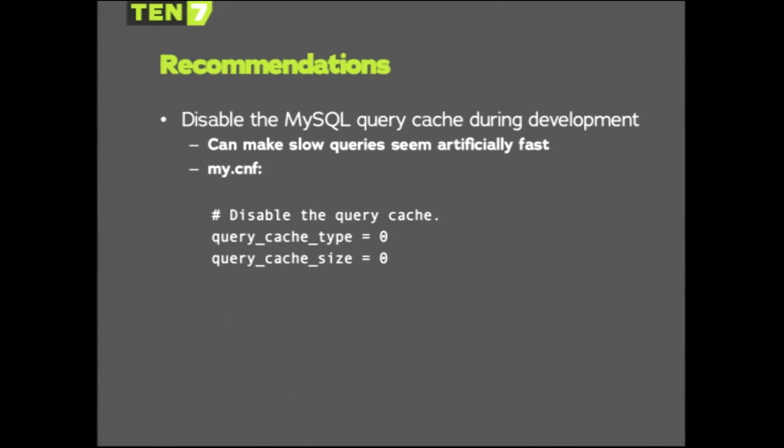So in order to make sure that you're getting the most information out of the profiling during development as possible, it's probably a good idea to turn that off. So again, in your my.cnf file, setting query cache type and size to 0 will cause that not to work.